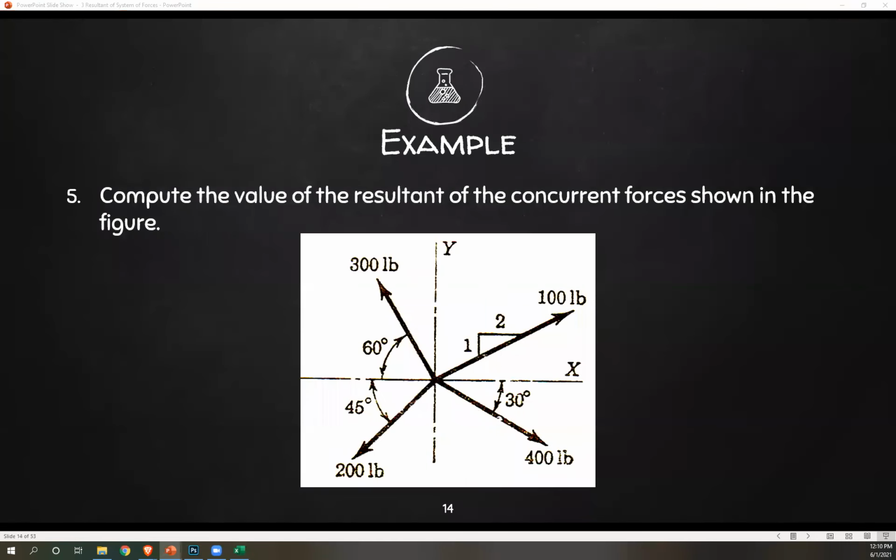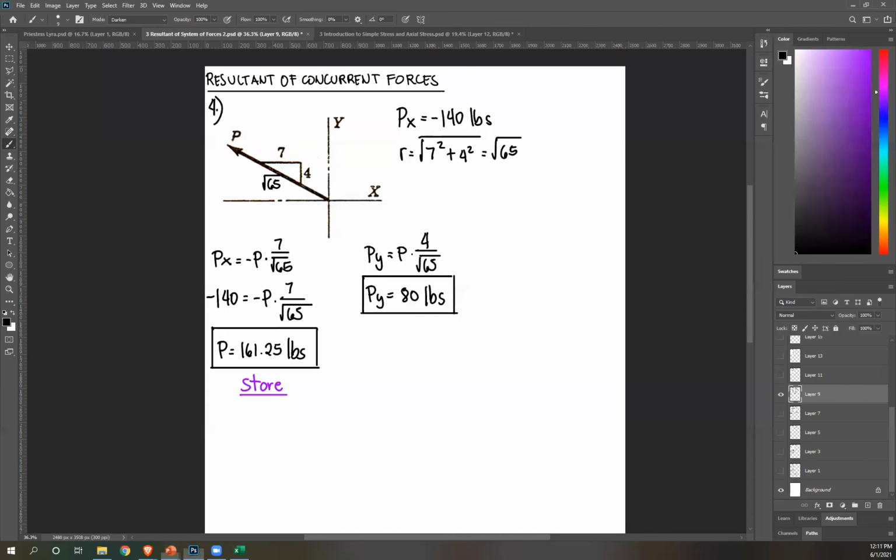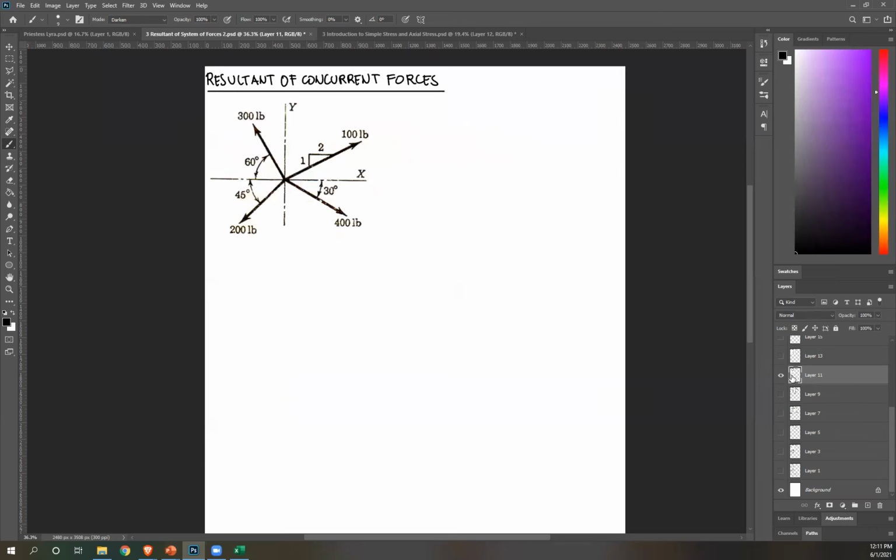Number 5, compute the value of the resultant of the concurrent forces shown in the figure. So we're done now just solving for the components. Now we have to solve for the resultant of a concurrent force system. So to do that, recall, we already know how to get the x and y components, right? So to get the resultant, you just take the summation of all the x and all the y components and then use Pythagorean theorem to solve for r, which is the resultant.